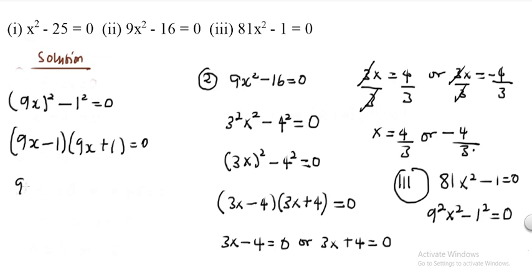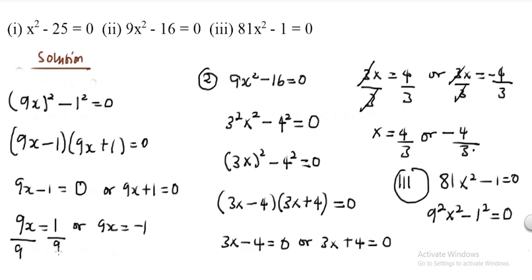So this can be written as 9x minus 1 is equal to 0, or 9x plus 1 is equal to 0. From here, I move 1 to the other side. This becomes 9x is equal to plus 1, or 9x is equal to minus 1. Now if I divide both sides by 9, the 9s cancel out. x is equal to 1 over 9 or minus 1 over 9. Let me take one last example.